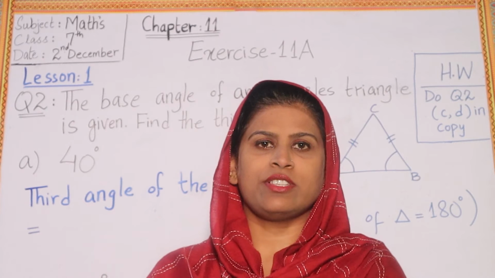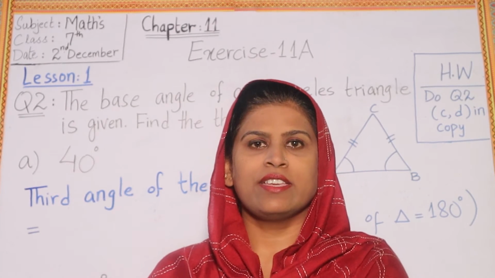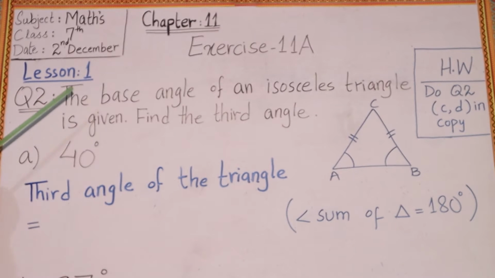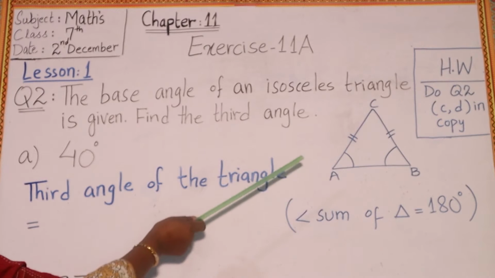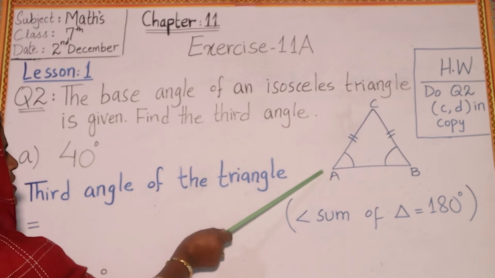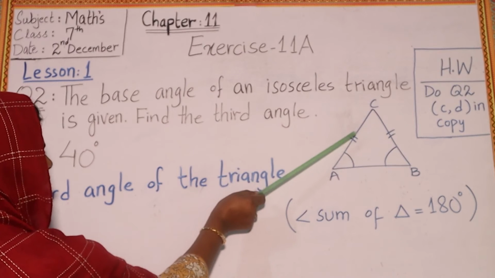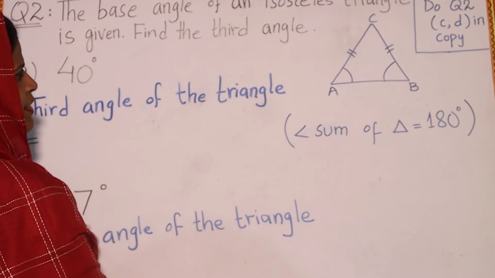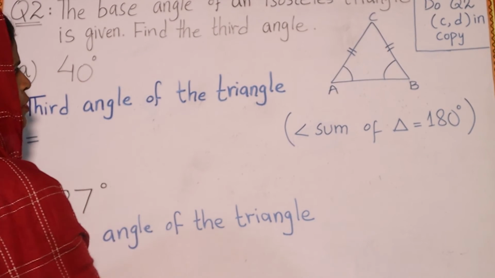Let's start our today's topic, exercise 11A, question number 2. Question number 2 is, the base angle of an isosceles triangle is given. Find the third angle. As you know, an isosceles triangle is a triangle in which two sides are equal. You can see in the diagram that there is a triangle ABC in which side AC is equal to side BC. These two sides are equal.